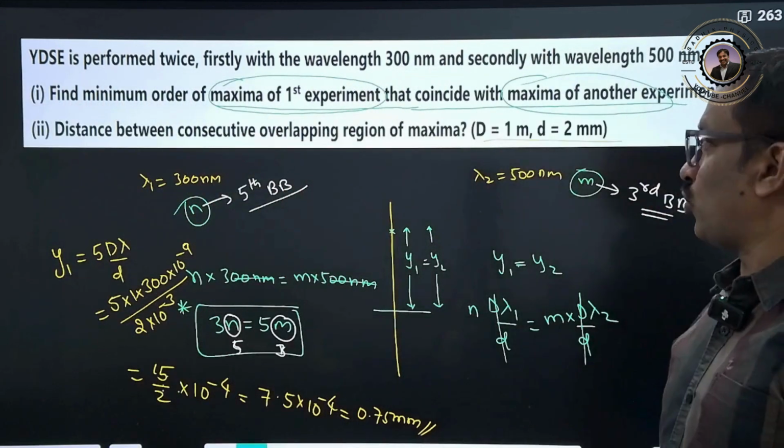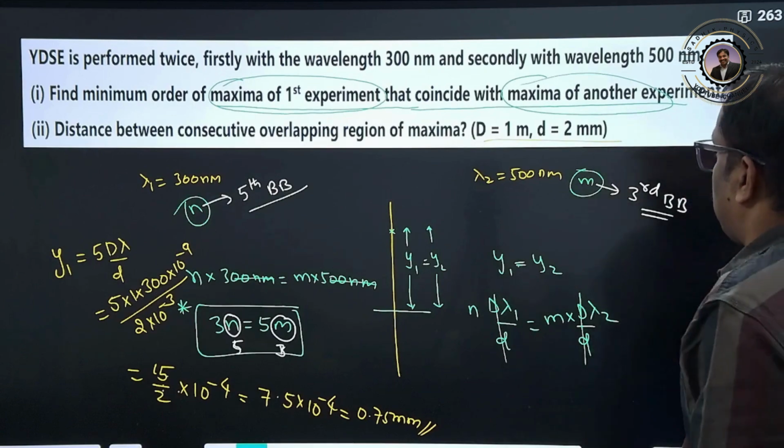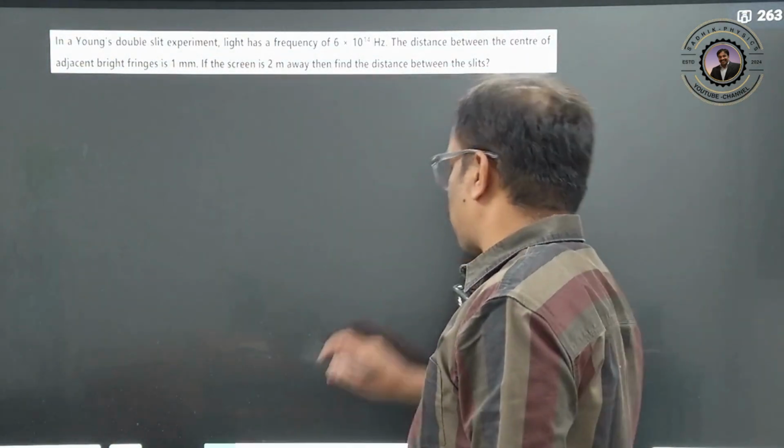So like this you should understand the concepts, so that you can do the problems very easily, clear. Now we will go for another experiment, another question.